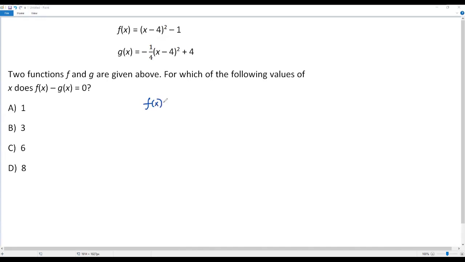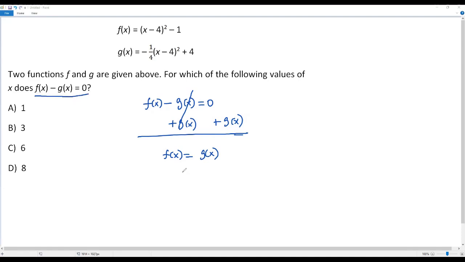Okay, let me take this equation, f(x) − g(x) = 0. Now what we have to do is solve for x in this equation. Let me add g(x) to both sides. On the left side, the negative g(x) and positive g(x) cancel out, and I get f(x). On the right side, I get g(x). So when f(x) − g(x) = 0, we get f(x) = g(x). That is, the two functions are equated.